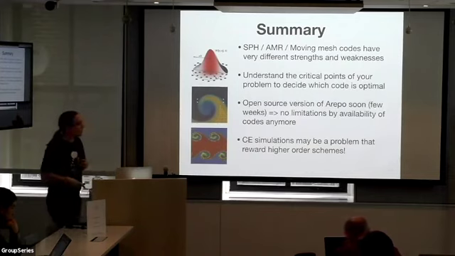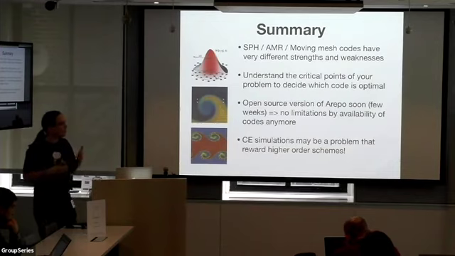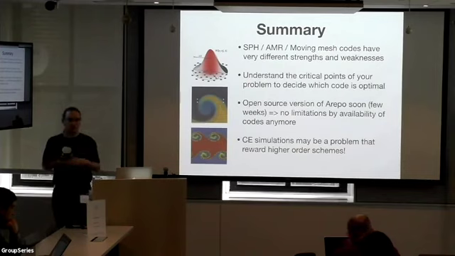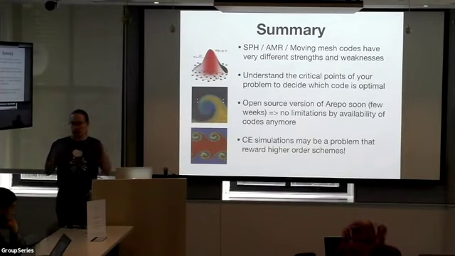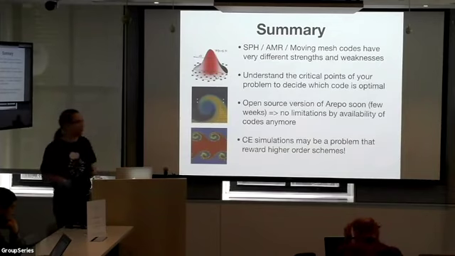Understanding the critical points of your problem is important to decide which code is optimal. And for this, you first need to know what the strengths and the weaknesses of your code or your scheme are, and where it actually works well and where it doesn't work so well.